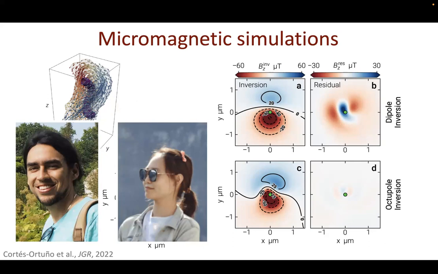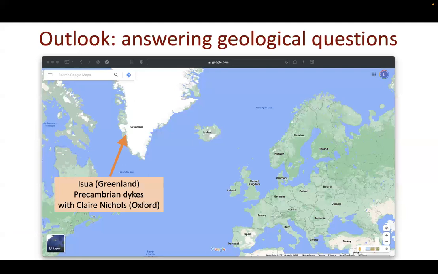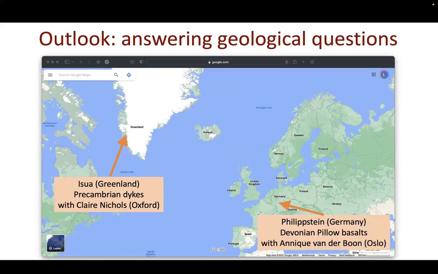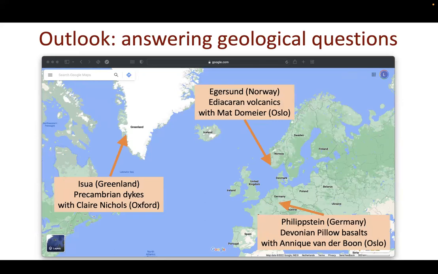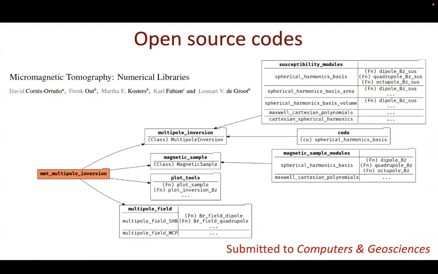Other things that we're going to do: we're working on Ishra dikes with Claire Nichols and Philipstein, Devonian lavas, Matt Domar. We were collaborating on Ediacaran volcanics, because until now it has been an academic exercise, and we want to really translate this now to having geological applications. So we're looking at these volcanic rocks right now. This is the project of Rosa, Rashida de Boer.